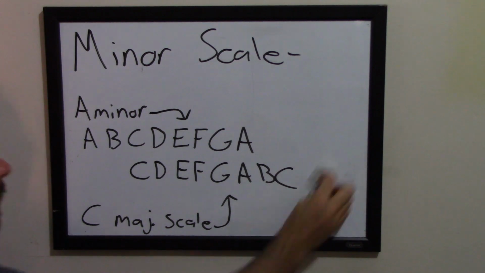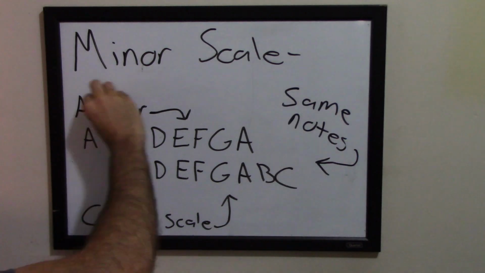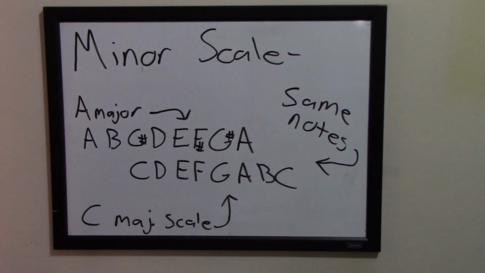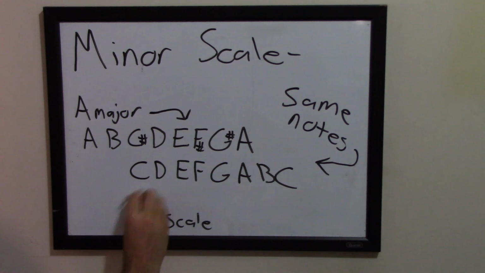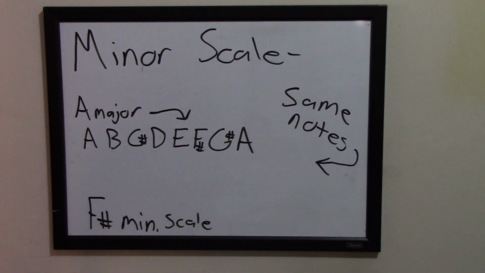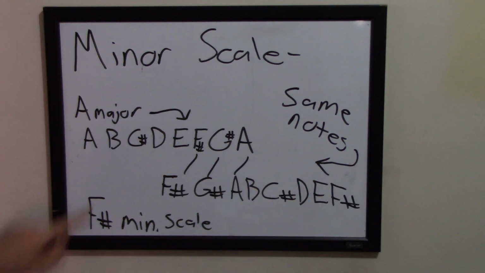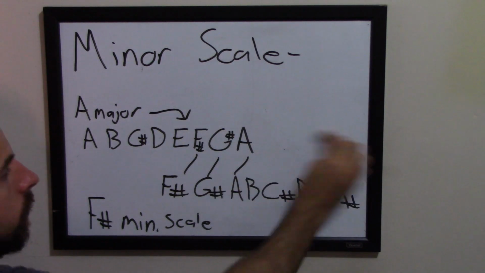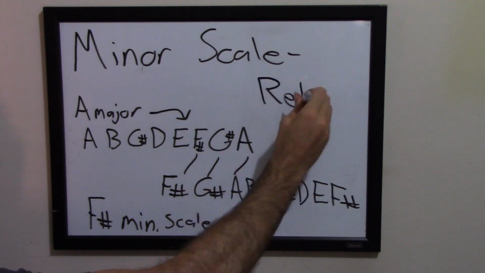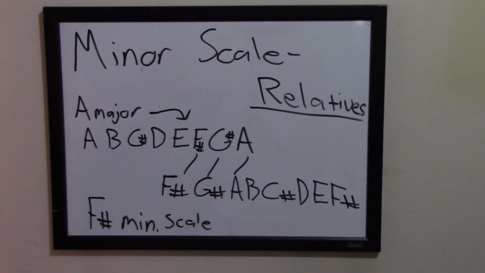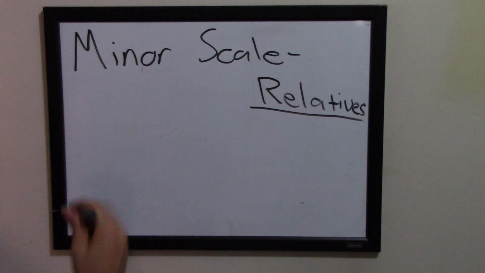The same thing could be said, like I just said, for A major and F sharp minor. A major starts on A and goes all the way up to the next A, hitting the notes A, B, C sharp, D, E, F sharp, G sharp, and A. And then the F sharp minor scale hits those same notes but starts on F sharp and ends on F sharp. These are called relatives. So, A minor is the relative minor of C major.